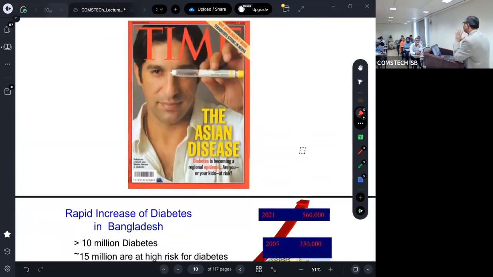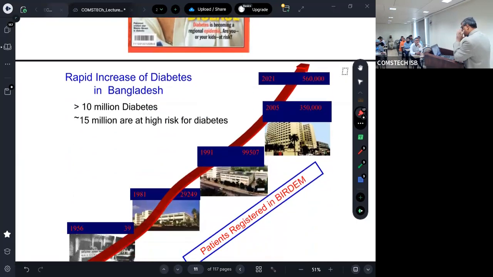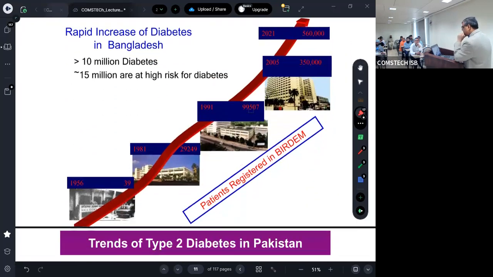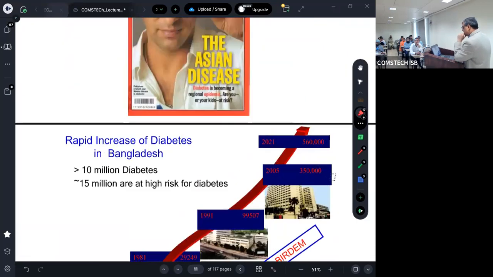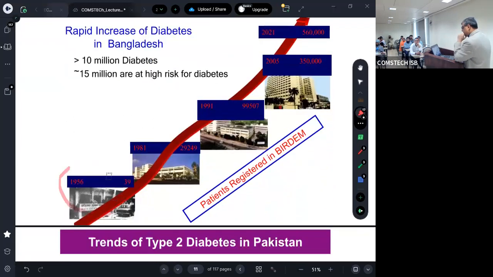The Asian disease. What's the reason for this? Many reasons, not only one. Some reasons are common, some are very country or area dependent. So here you see the same trend in Bangladesh. I work at Bardem Diabetes Hospital. Here you see from 1956 to 2021 the number of registered patients in a tertiary hospital, the world's largest diabetes hospital. So it is a rapid increase.